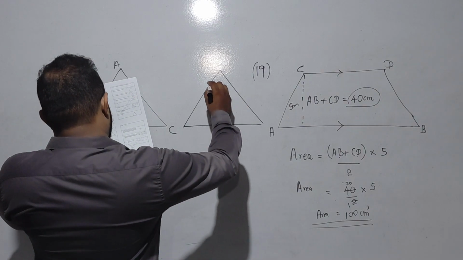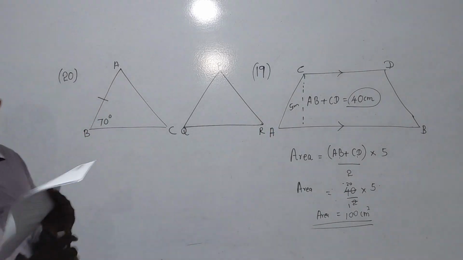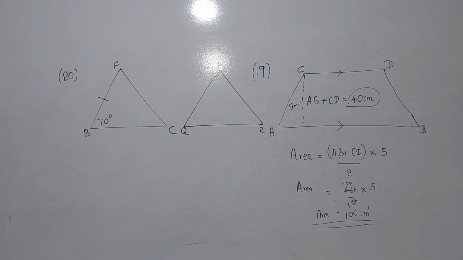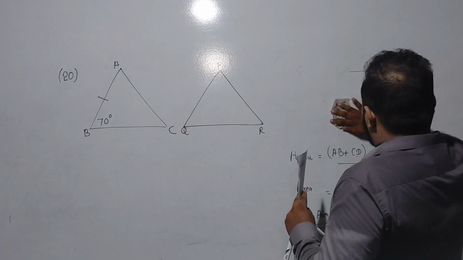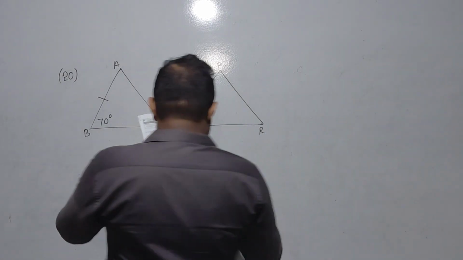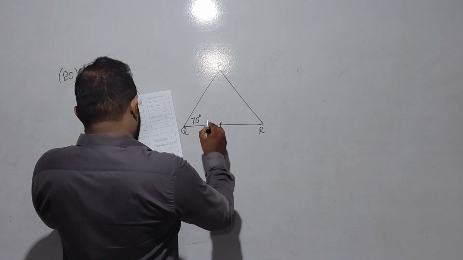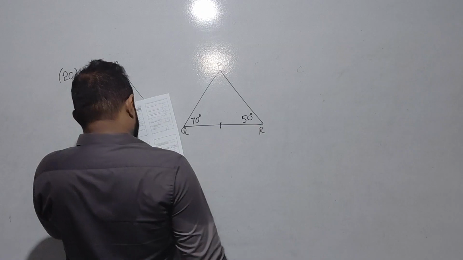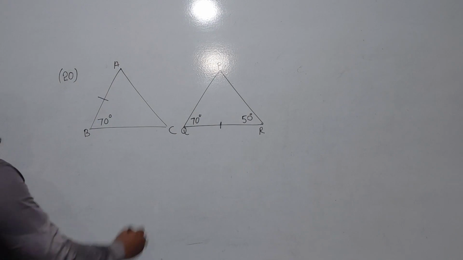Then PQR is given, and we have mentioned this is 70 degrees and this is 50 degrees. Find the value of angle ACB. They are asking about this value.